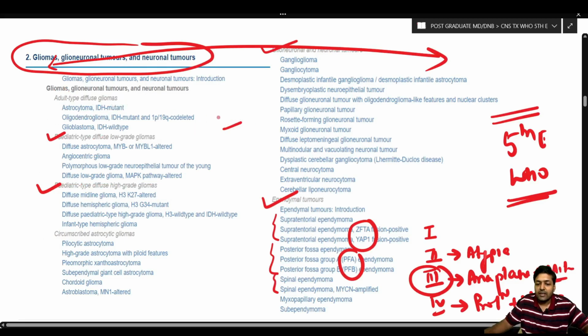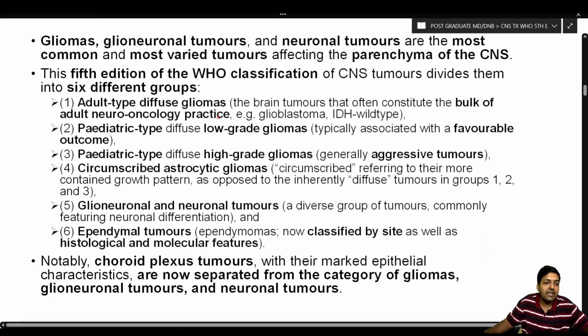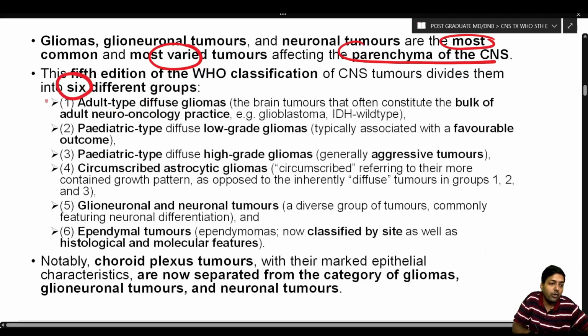Now coming over here, basically gliomas, glioneuronal tumors and neuronal tumors are the most common and most varied tumors affecting the parenchyma of the CNS. Now the 5th edition has divided the gliomas and glioneuronal tumors into 6 different groups. As I've already told you, number 1 is the adult type diffuse glioma. These are the brain tumors that often form the bulk of adult neuro-oncology practice. Example, glioblastoma IDH wild type.